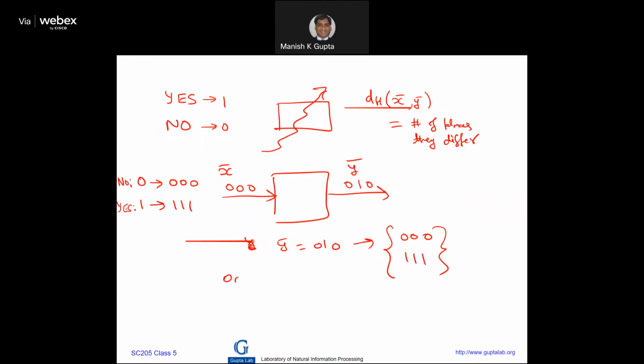Now suppose 0 0 0 is sent and 0 1 1 is received. Now what? 2 bits are flipped. So what I have shown right now is when the middle bit is flipped. If this bit is flipped, then also no problem. You can solve the problem in the same way, or if this bit is flipped, then also you can solve it in the same way. But suppose 2 bits are flipped. Suppose now you received 0 1 1. Now, can you work out this scheme?